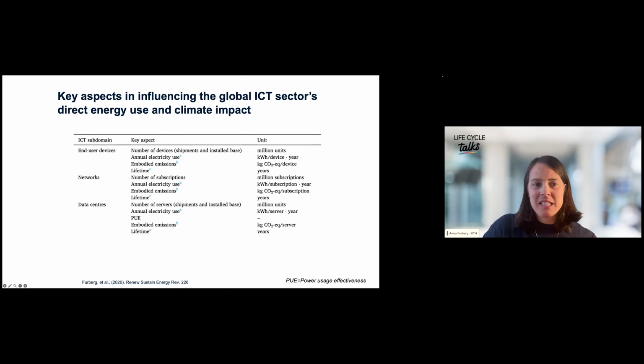So what I want you to bring home from this talk is that the life cycle perspective on ICT really has an important role in informing future decisions towards sustainability. And digitalization can lead to both increased and reduced impacts in other sectors, and we really need to consider both, as well as other types of environmental impacts.